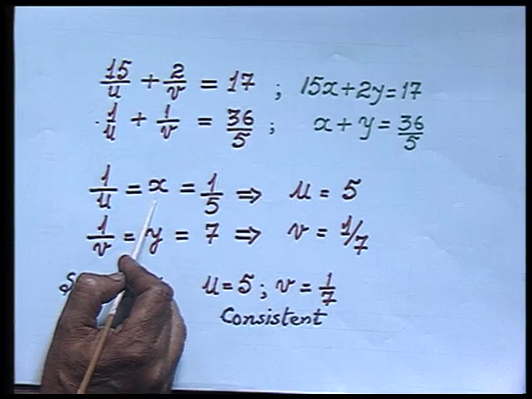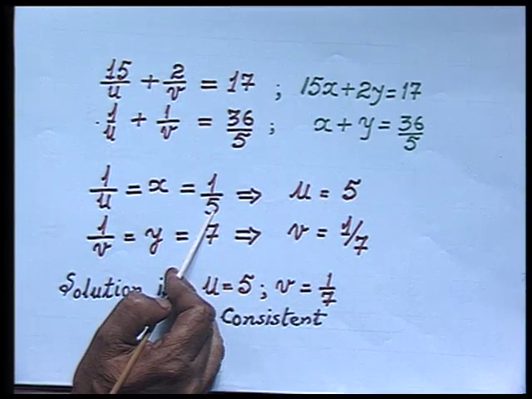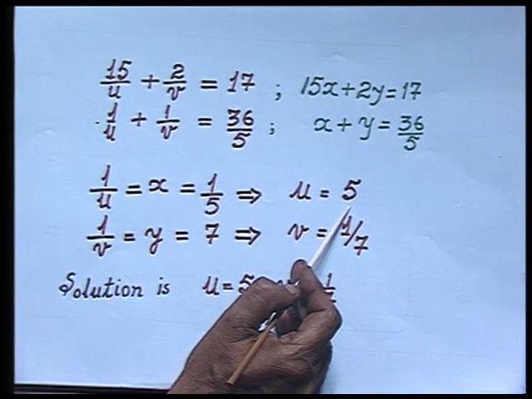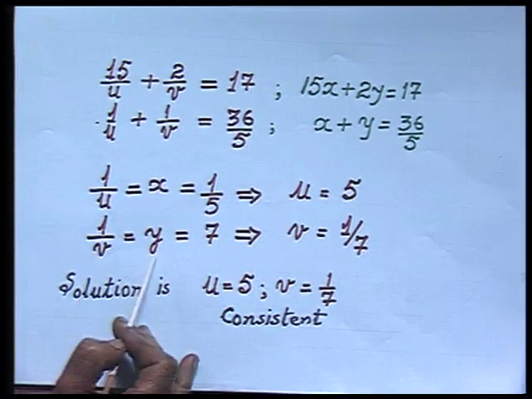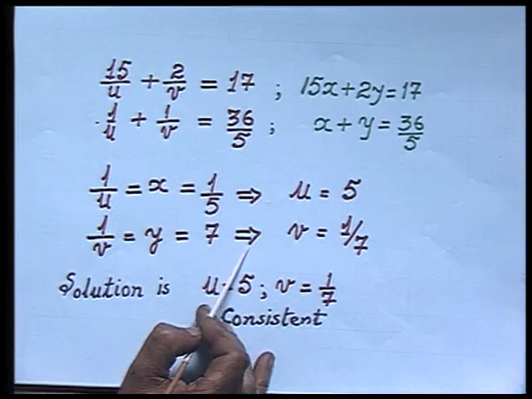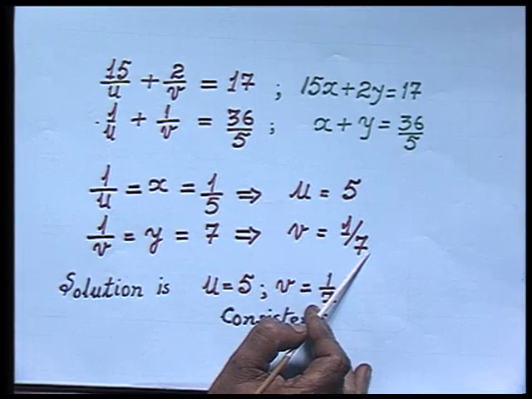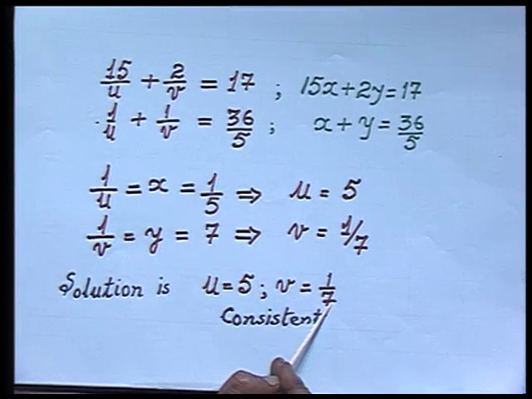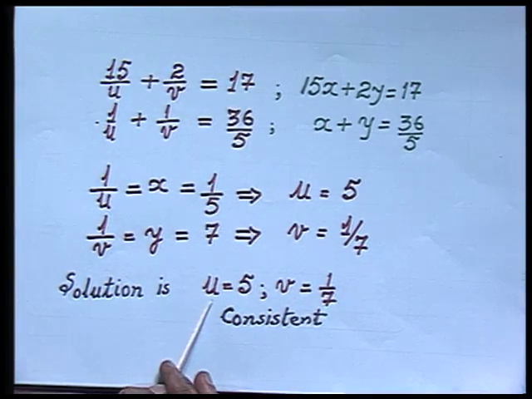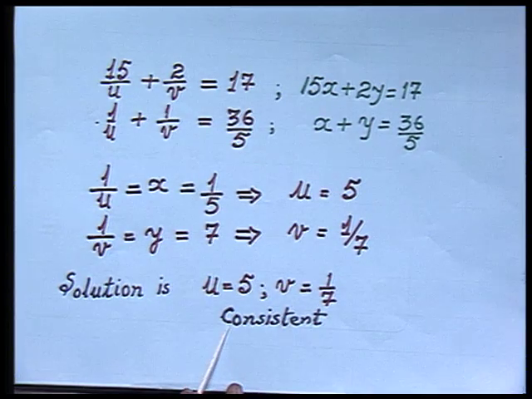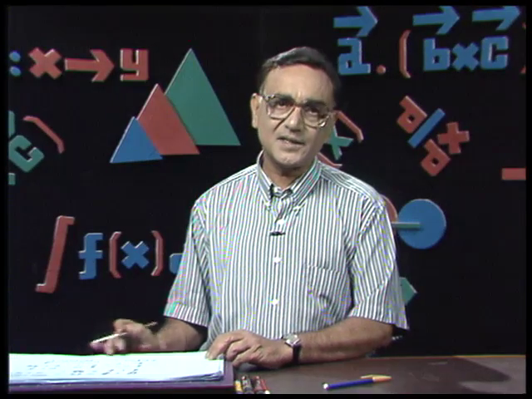Since 1 over u has been taken as x and the value of x has already been obtained as 1 over 5, from there I get the value of u as 5, and 1 over v was taken as y and the value of y we obtained is 7. From there I get the value of v as 1 over 7. So the solution is u equal to 5 and v equals 1 over 7. So once again you can see, because I am getting a unique solution, that is unique values of u and v, this system is nothing else but a consistent system.